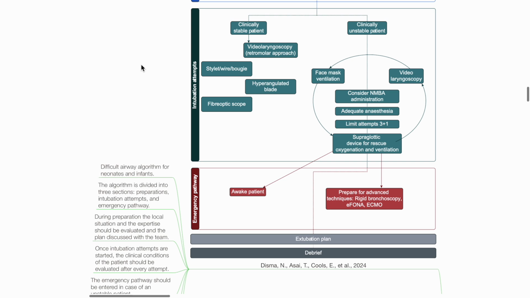Once intubation attempts are started, the clinical conditions of the patient should be evaluated after every attempt. The patient may be clinically stable or clinically unstable. For clinically stable patient, options include video laryngoscopy, stylet wire or bougie, hyperangulated blade and fiber optic scope. For clinically unstable patient, options include face mask ventilation, supraglottic airway device for rescue oxygenation and ventilation, and use of video laryngoscopy. Consider neuromuscular blockade. Ensure adequate anesthesia. Limit attempts 3+1.